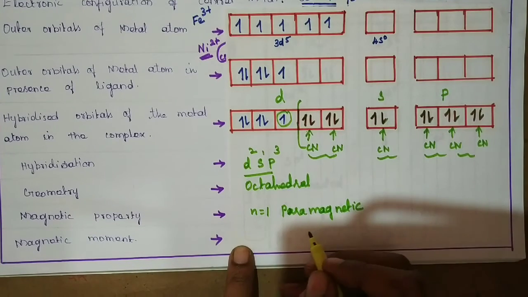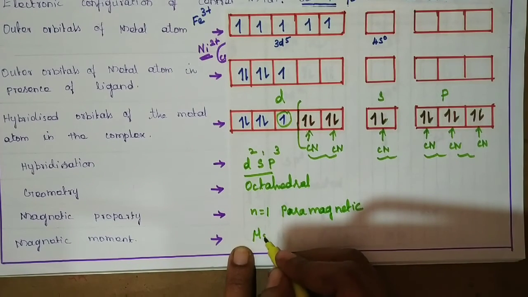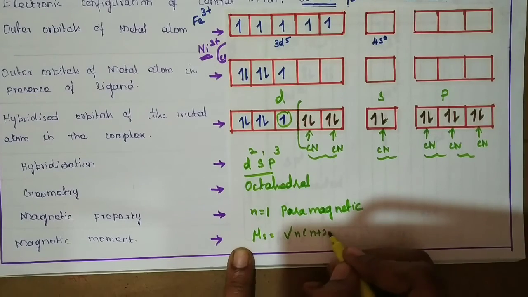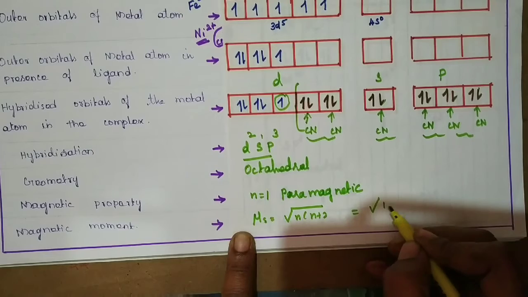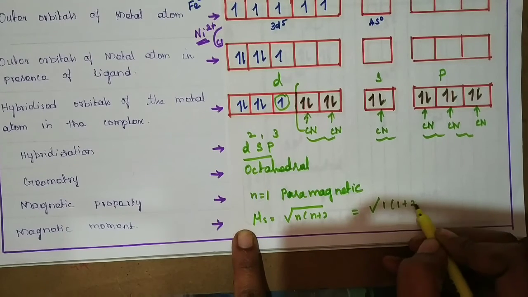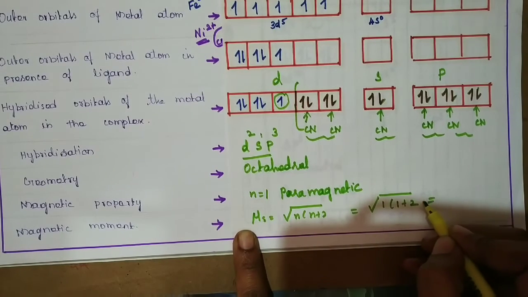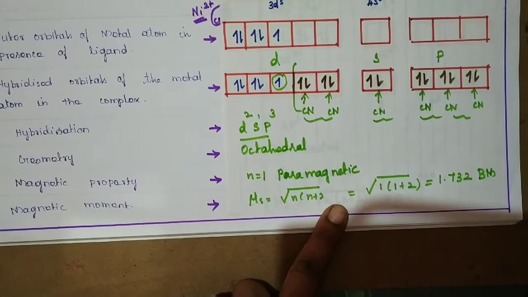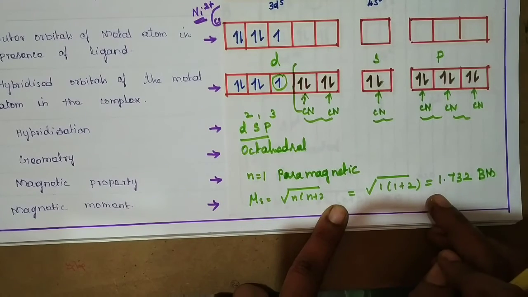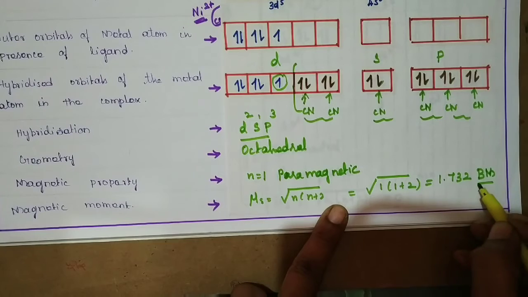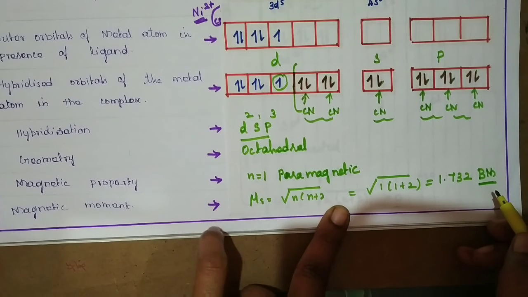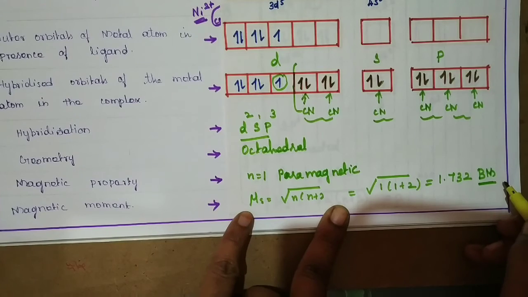Then magnetic moment mu s is equal to root of n into n plus 2. This is the formula. Therefore root of 1 into 1 plus 2. What about the value? Value is 1.732 BM. What is BM? BM is the Bohr Magneton, unit of magnetic moments. Okay students, thank you.